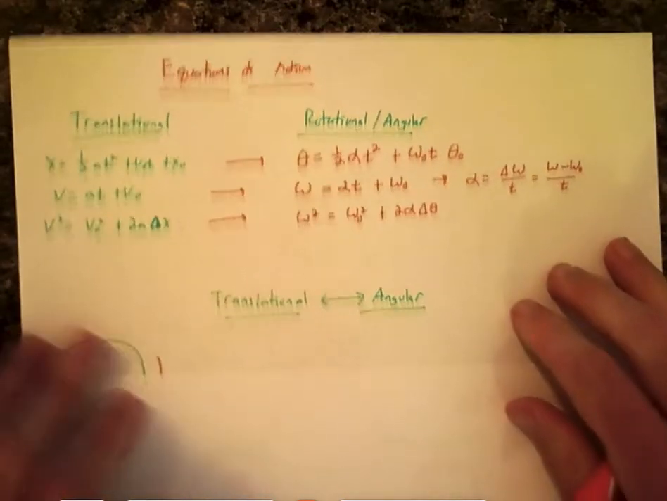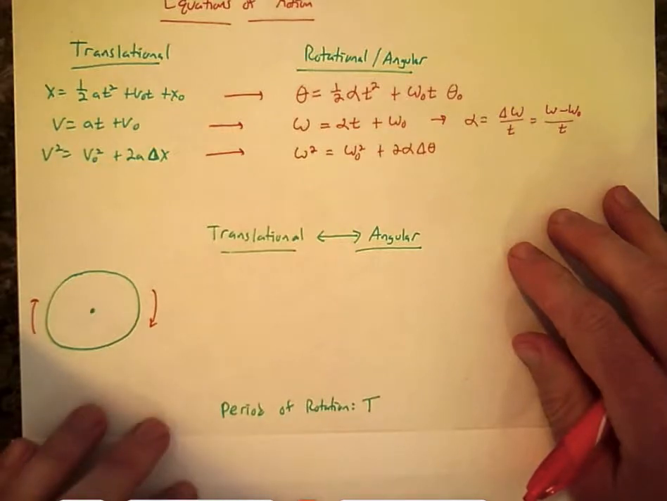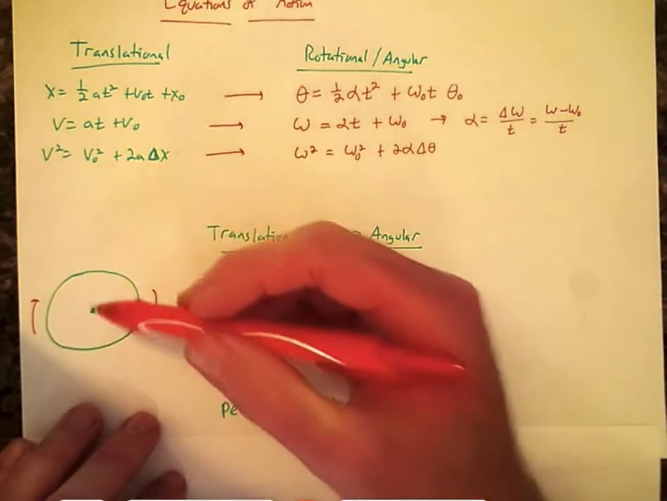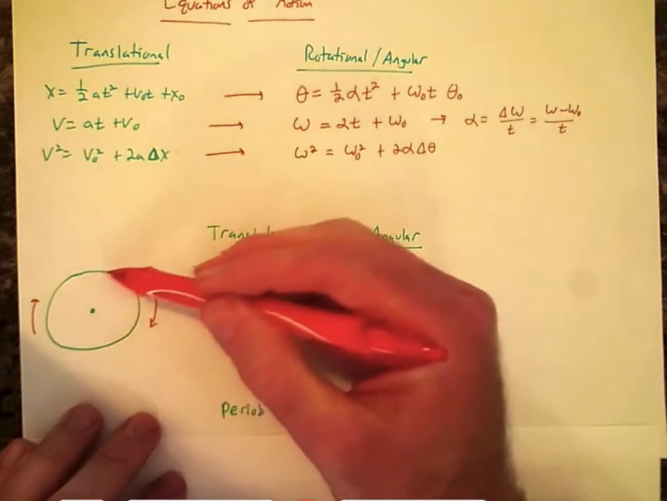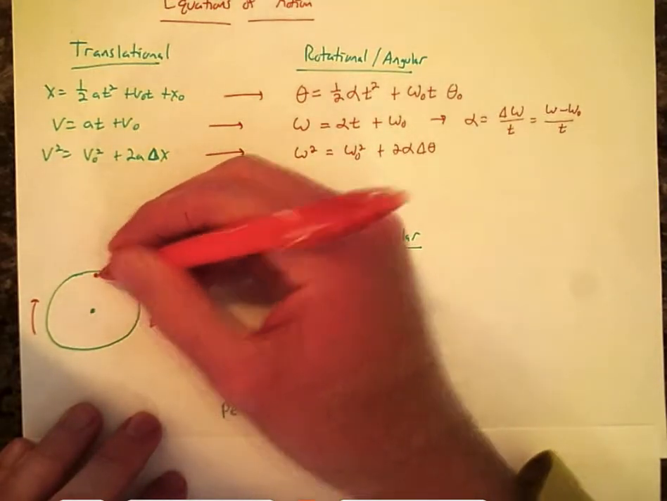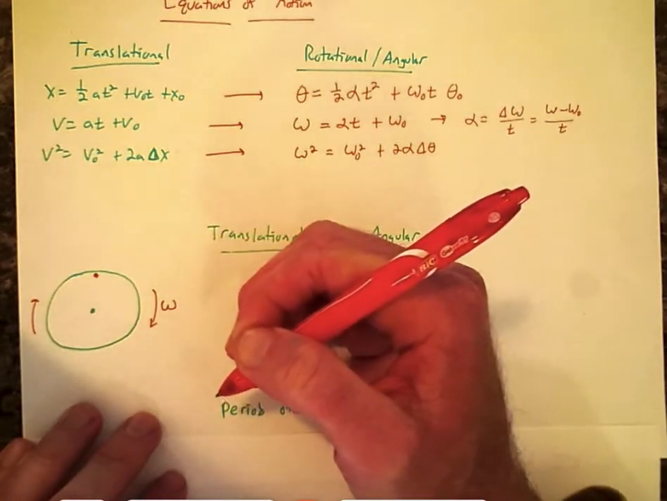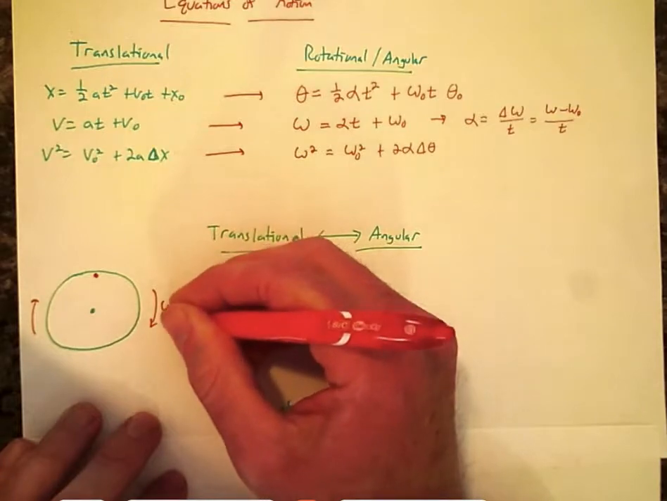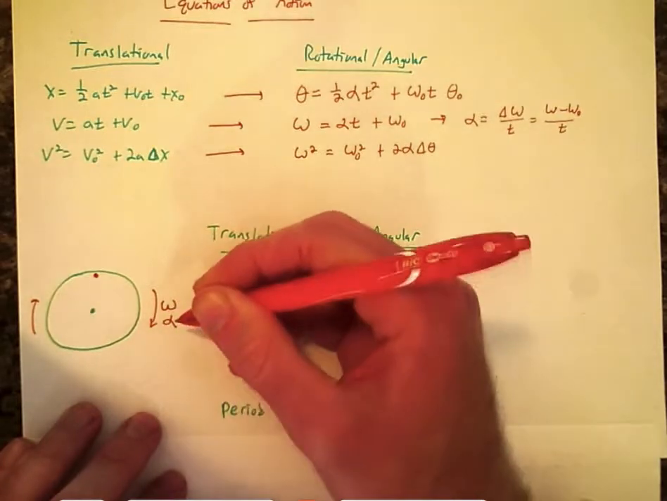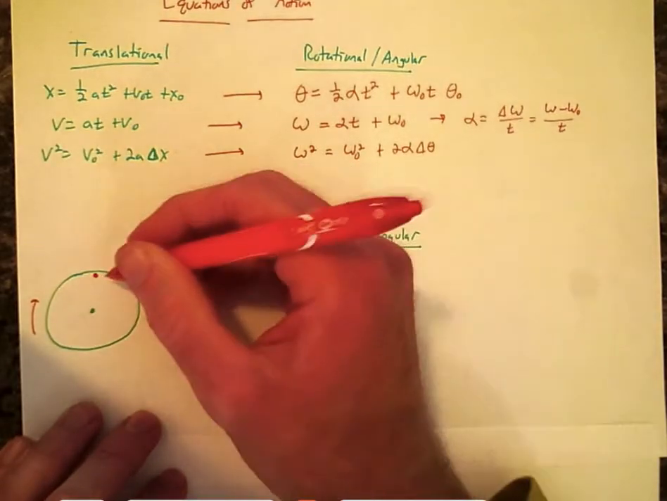And then the last thing I want to talk about is how we get from translational variables to rotational variables. If we have something that's rotating around and around like the plate over here, and I just pick a spot over here, if this thing has a particular angular velocity, and maybe it has some sort of angular acceleration as well, which could be speeding up or slowing down, I want to be able to relate a few things here.